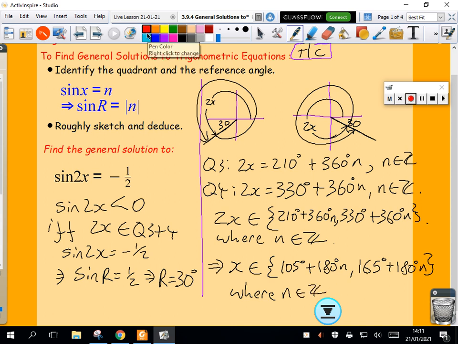So for any value of n, if you plug values of x into this equation, any value of x where x is 105 plus some multiple of 180, you plug it in here into this equation, you'll find your answer is negative a half. Okay, so that's how we solve trigonometric equations generally, to find the general solutions for trigonometric equations that have coefficients in their arguments. Okay, so practice that.